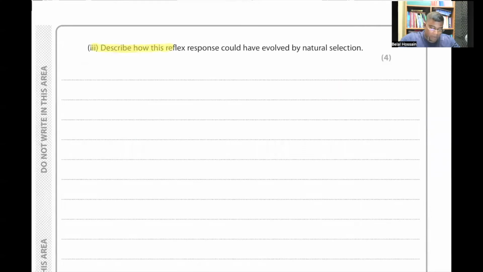Part 3. Describe how this reflex response could be evolved by natural selection. So, natural selection can give rise to this kind of reflex response by means of gene mutation. Whenever there is a gene mutation, it leads to variation, and probably there was a particular variation where the woodlice that roll up were not eaten, so they survived, grew until adulthood, and were able to reproduce, and when they reproduce, they pass on their alleles for the rolling behavior to the next generation.